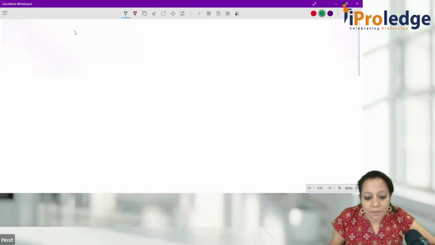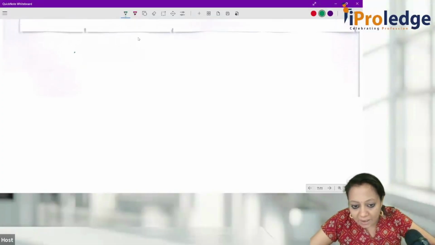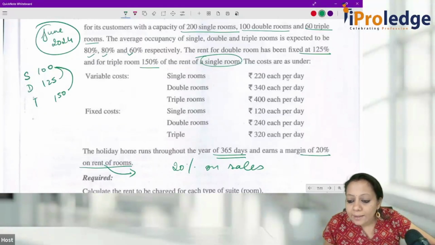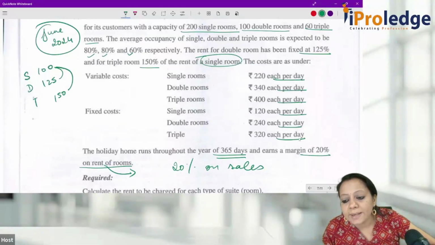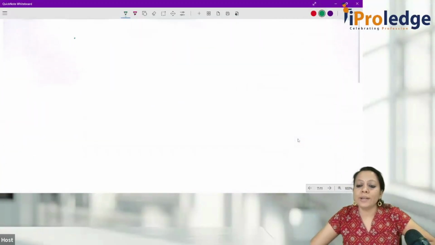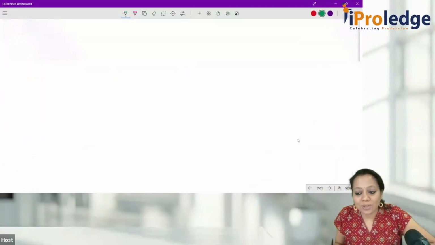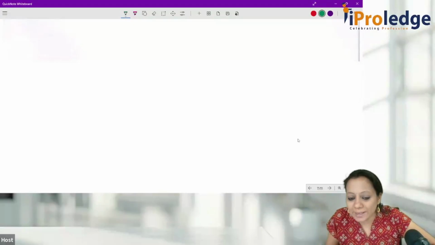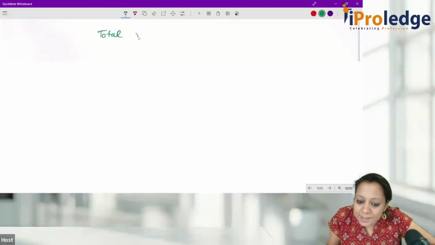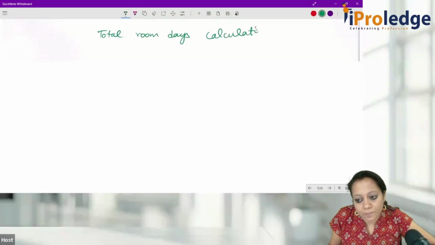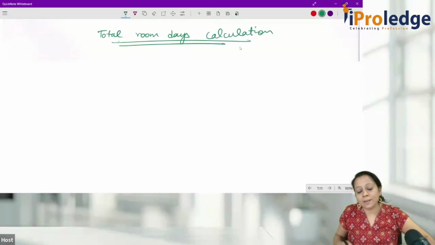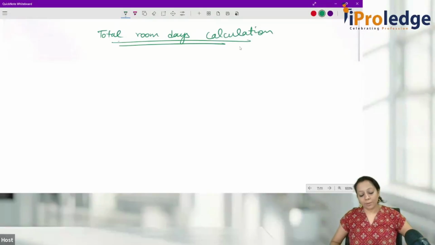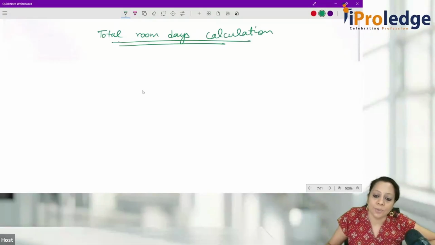First of all, based on the given information, rent only we need to find out. So first, let me find out the room days, because they have given variable cost and fixed cost per day. So first, let me find out the total room days. How many days can I actually charge from the customer? That is what room days are. So total room days calculation. Again, I'm saying, room days means the number of days for which I can charge my customer. Only when it is occupied can I charge, that is why.